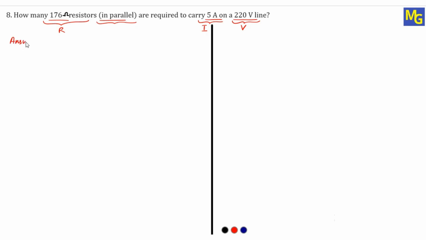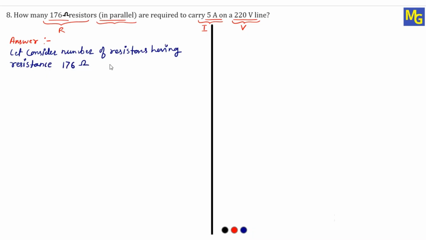Now we'll solve it. So I'll write the answer. Let us consider the number of resistors having resistance 176 ohm connected in parallel is equal to x. So the number of resistors is considered as x.